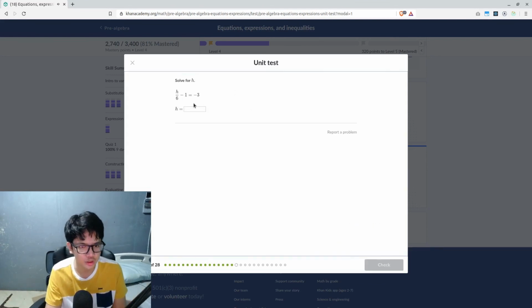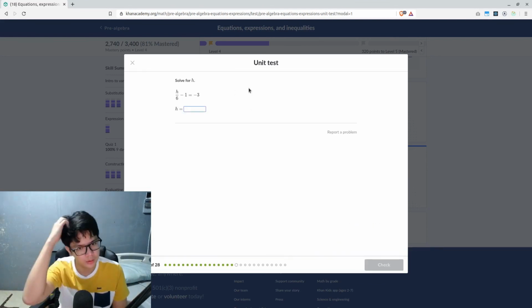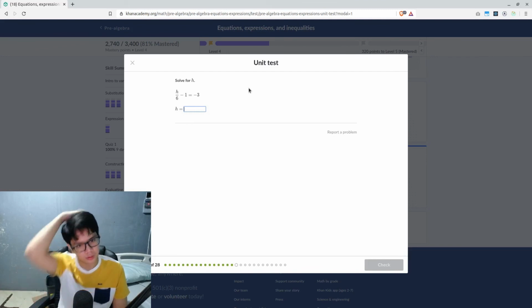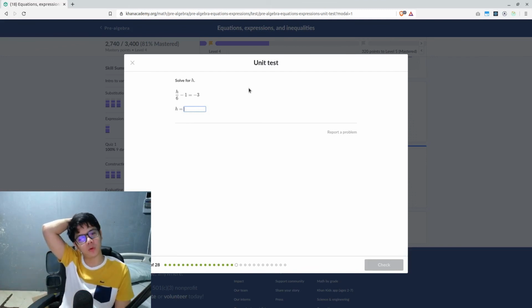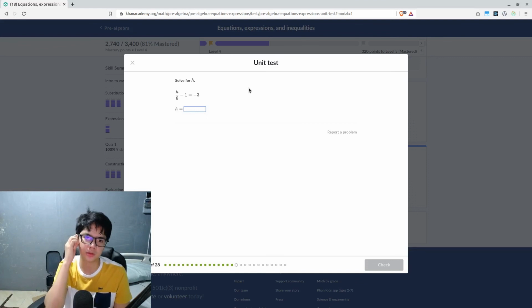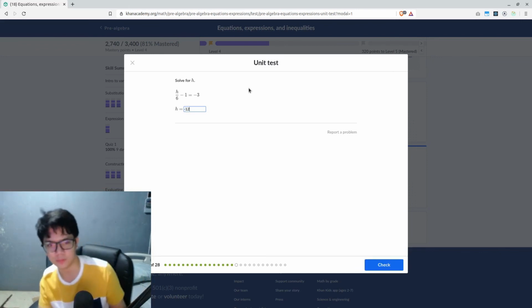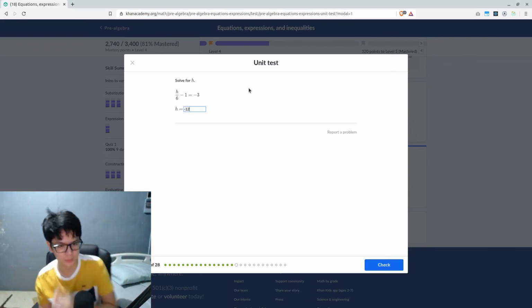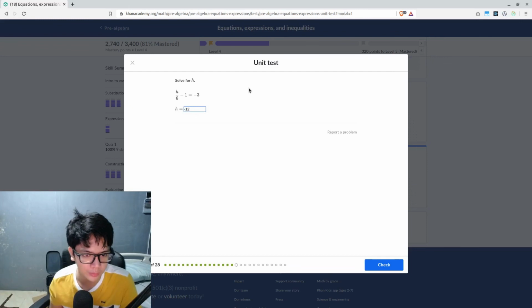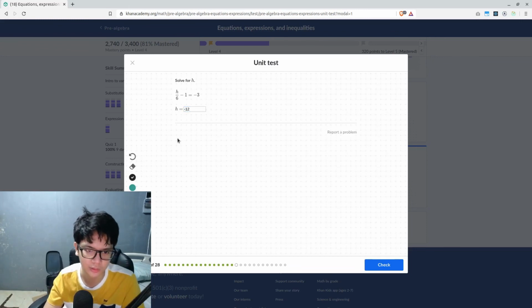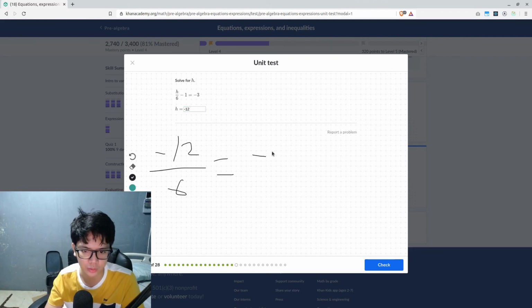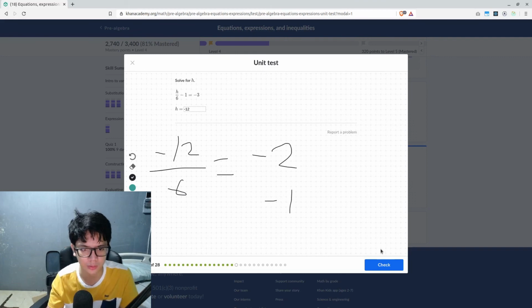Solve for h. Negative 3. Okay, so we need to make this times 4. So we have 36. No, not really. Minus 1. It's going to be negative 12. So negative 12 divided by 6. Negative 12 divided by 6 is equal to negative 2, minus 1 is negative 3.